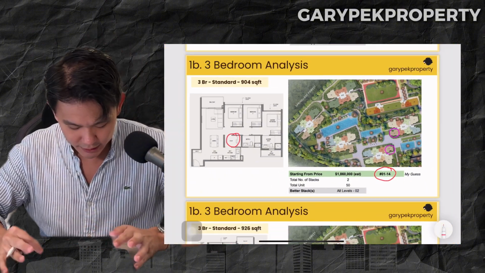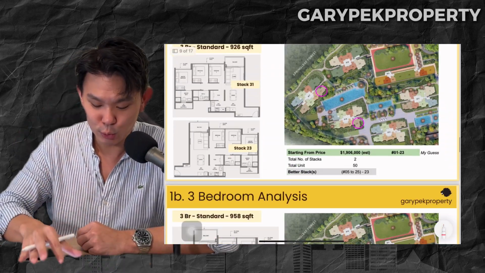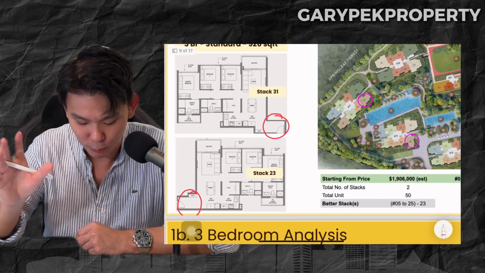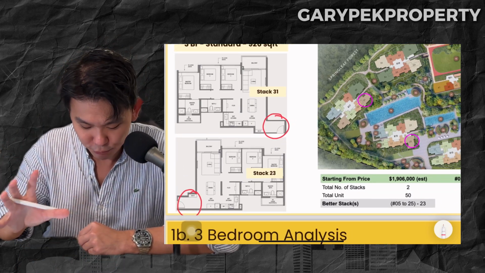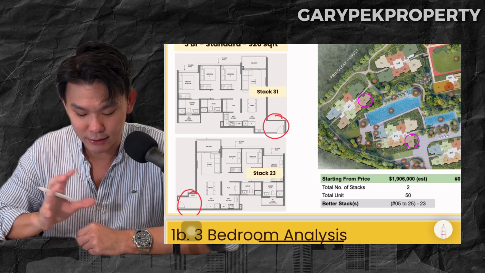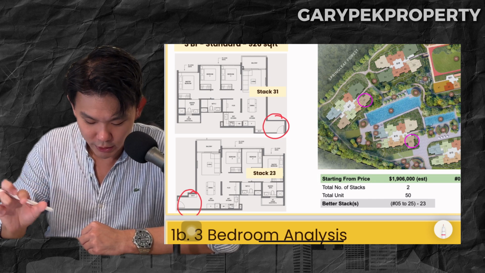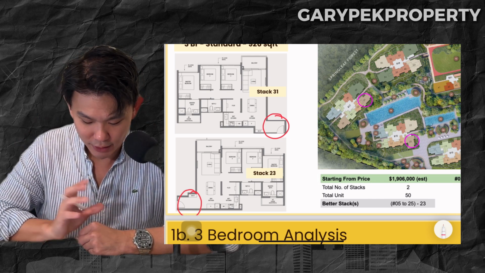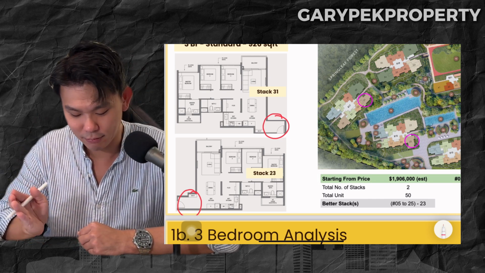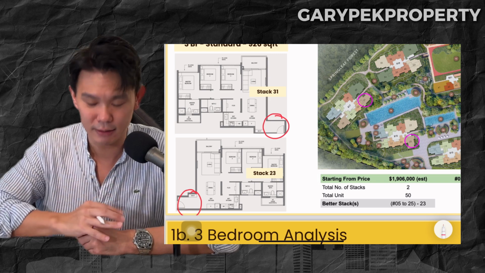Then next is 926 square feet. There are 2 different layouts. There are namely stack 31 and stack 23. They are different at the entrance of the unit, the foyer area, whereby stack 23 you can walk in directly to the unit, whereas for stack 31 it's kind of like a maze foyer design.